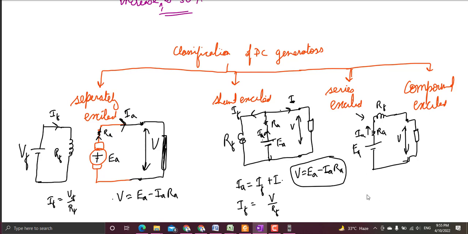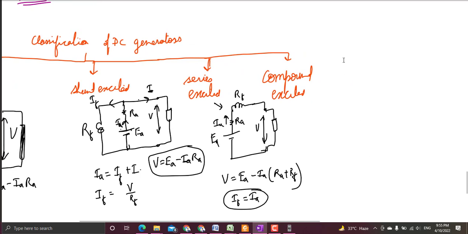Here you can write the equation as V is equal to EA minus IA into (RA plus RF). Here you can see the armature current is flowing through the field winding. So IF is equal to IA. For the series machine, IF is equal to IA.